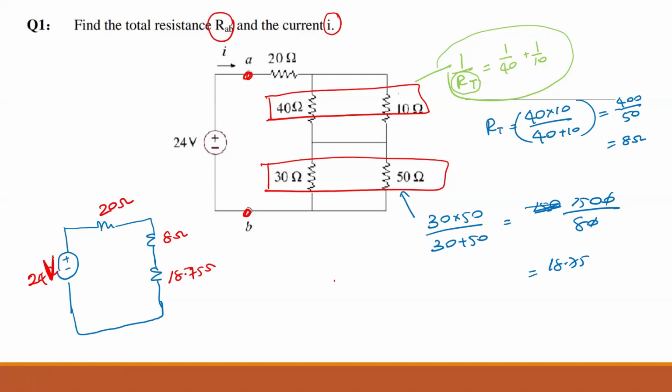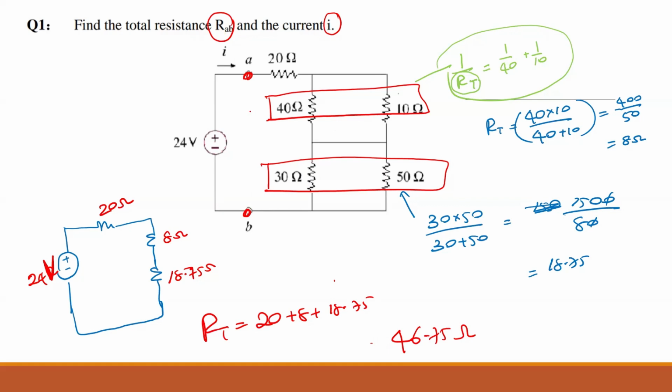Okay, now these three resistors, what can you say about their arrangement? Are they connected in series or parallel? After simplifying, yeah, they're in series now. So your total resistance in this case will be 20 plus 8 plus 18.75. Agree? Yep. So that will be 46.75 ohms total resistance. So that we know.